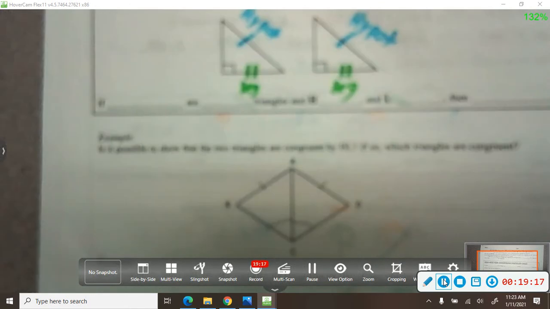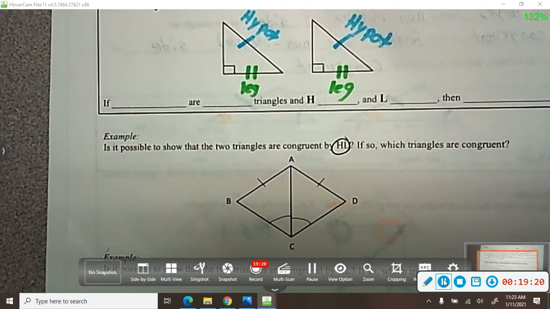So here's an example. Can you use HL? The answer is no. There is no right angles anywhere. You cannot use HL unless there's a right angle. So this would be no, that's easy.